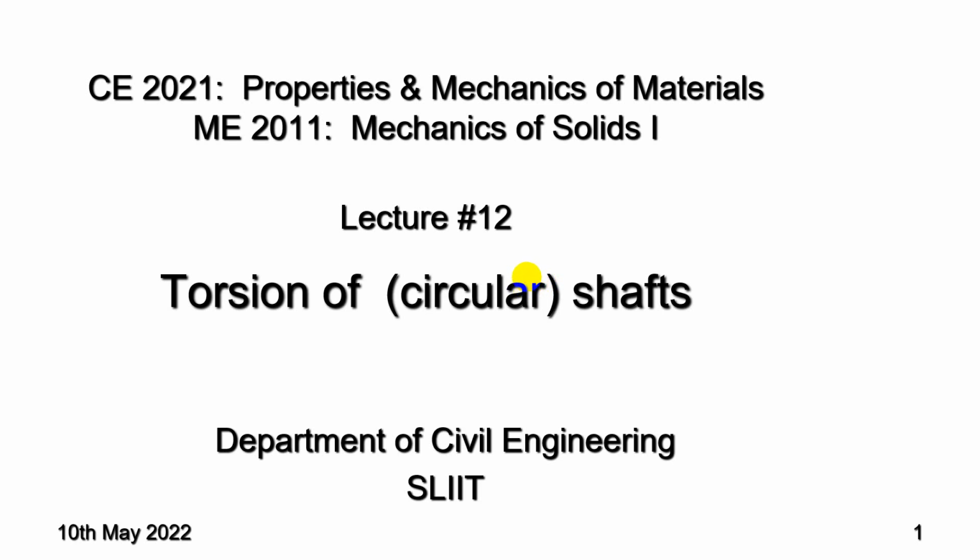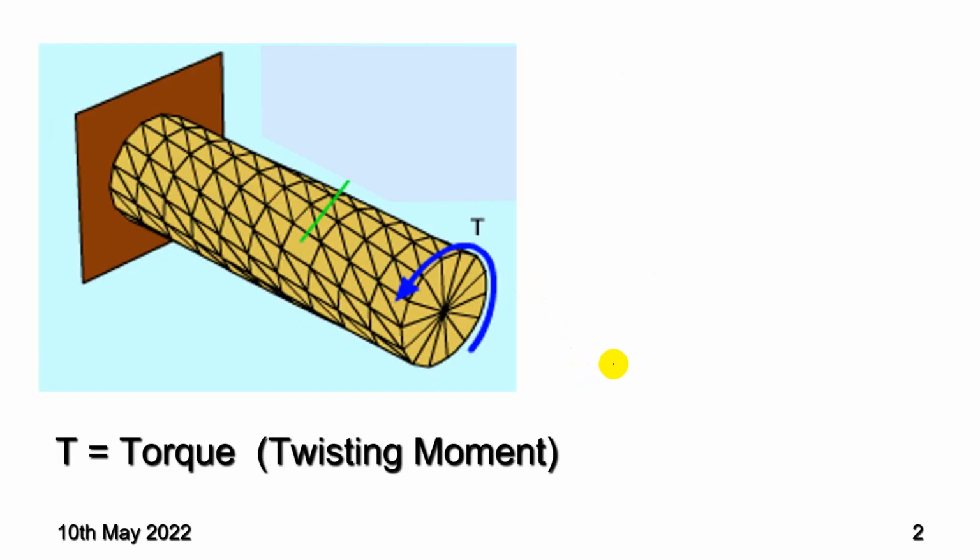So in this lecture, now we are going to look at torsion of shafts, or torsion of circular shafts. When it comes to the torsion on circular shafts, you can look at this as an example. If you have a shaft like this, and it is twisted using a torque, that is called torsion.